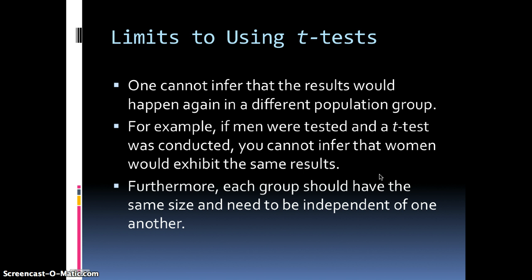There are limits to using a t-test. One cannot infer that the results would happen again in a different population group. So in the example I gave before, it could be San Francisco and Los Angeles sixth grade classrooms. One would not know if the same thing would happen again in Atlanta and Miami in their classrooms in sixth grade. Another example is if men were tested and a t-test was conducted, you cannot infer that women would exhibit the same results. And of course, each group should have the same size and be independent of one another to get the best results. Hence the name independent t-test.